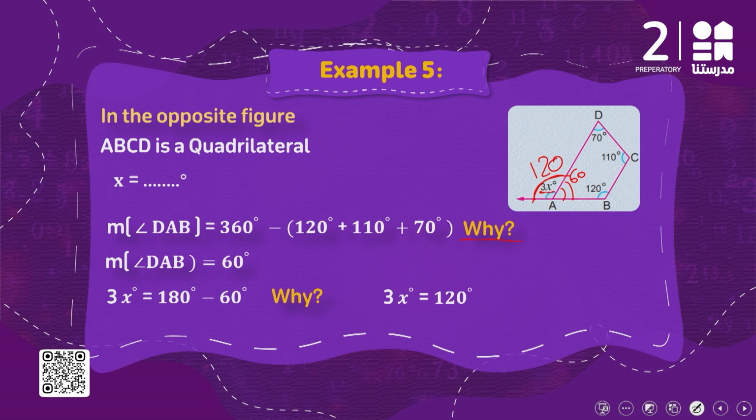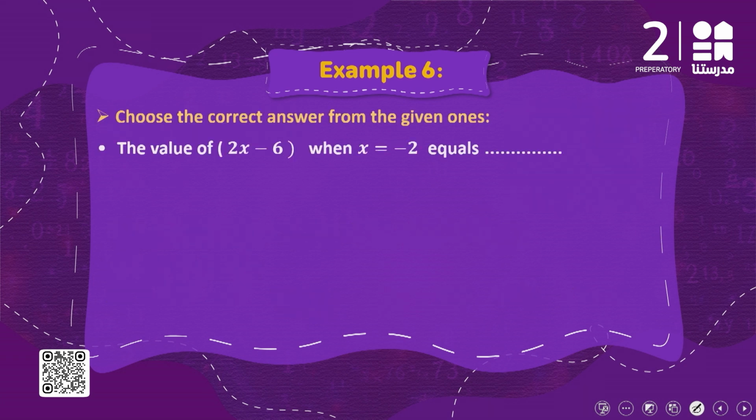That means 3 will be divided for here and here. 120 divided by 3, this is 40. The value of x equals 40. So if you multiply 3 by 40, it will be 120. So this is the right answer of x, which is 40.